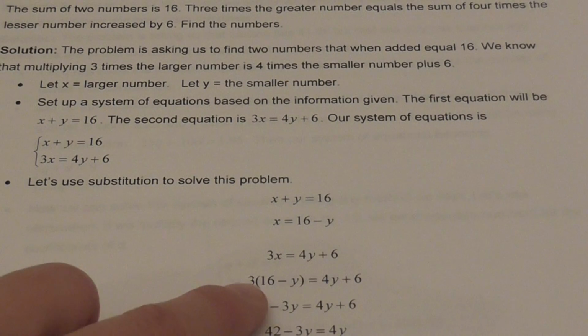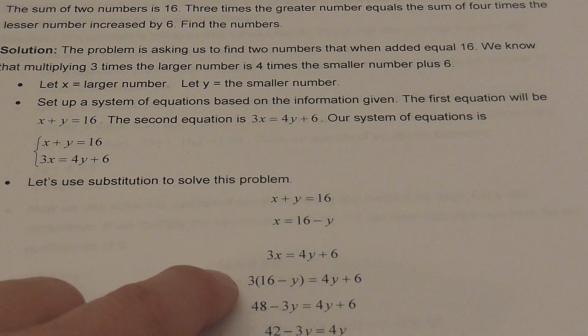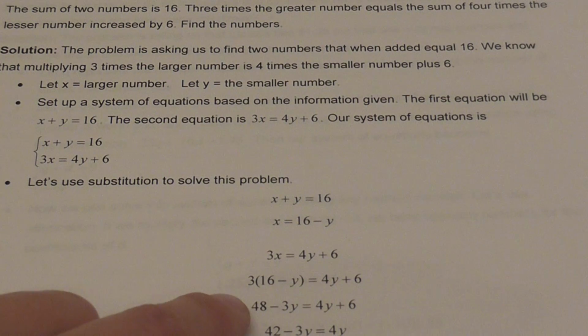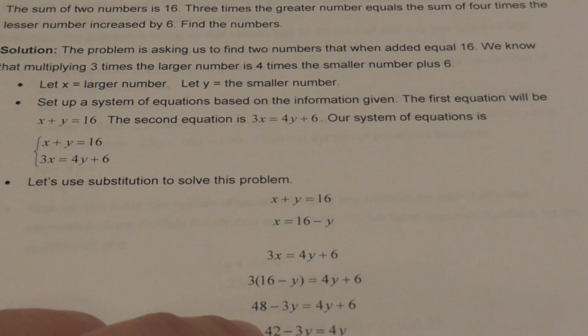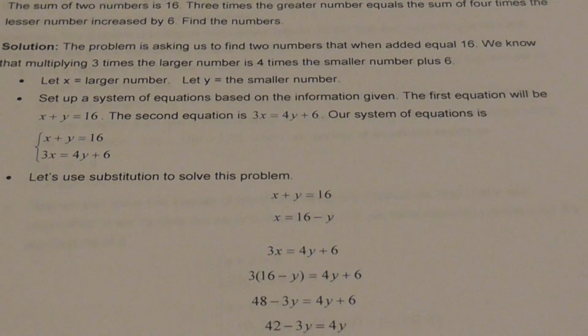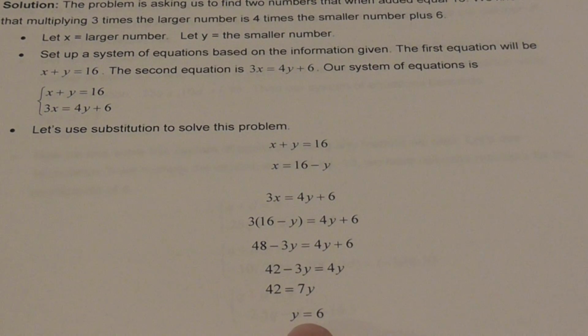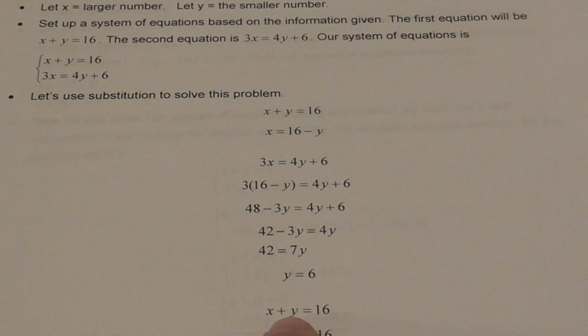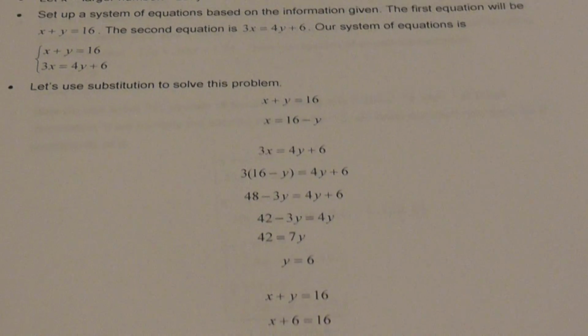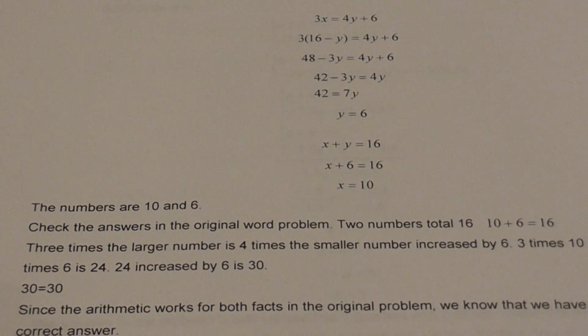So I plug that back in for x, and I get 3 times 16 minus y equals 4y plus 6. Distribute, 48 minus 3y equals 4y plus 6. Subtract 6 from both sides, add 3y to both sides, solve for y by dividing by 7, and I get that y equals 6. So x plus y has to equal 16 and y equals 6. So I plug it in and I find that x equals 10. So my numbers are 6 and 10.